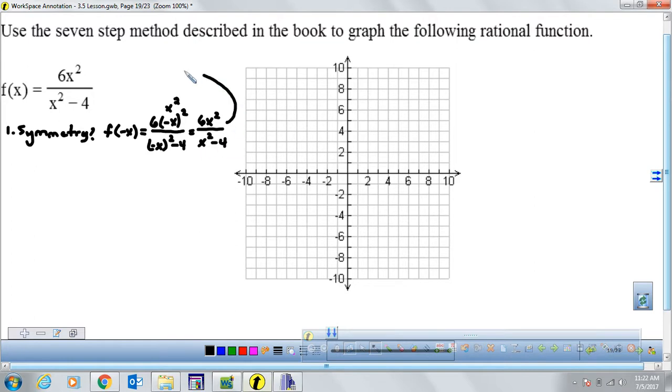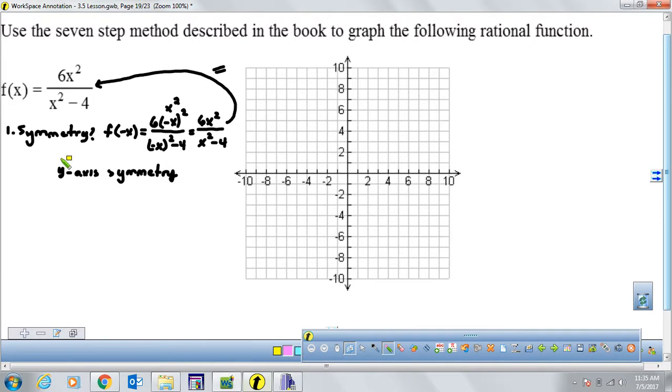And then if you compare this to this, they are exactly the same equation. When they give you the same equation, that means that this function f of x is symmetrical with respect to the y-axis. So it has y-axis symmetry. That's what we can see on this function, that it has y-axis symmetry.